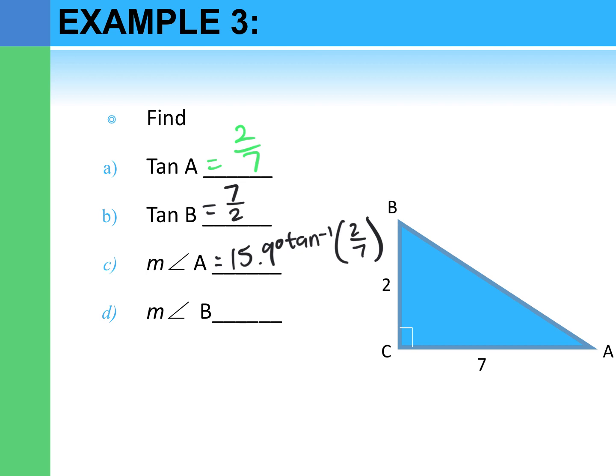What about angle B? Yeah, you could take 15.9, take that away from 90. Let's do it using the tanverse again so we get proficient. Take the tanverse in your calculator of 7 over 2.